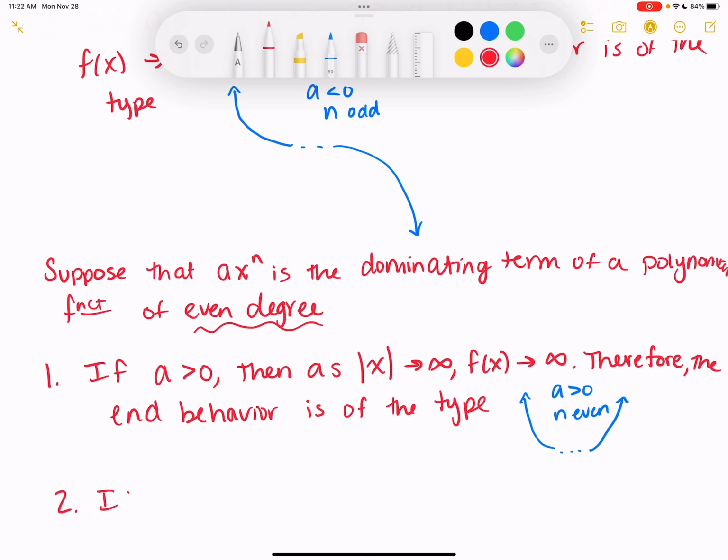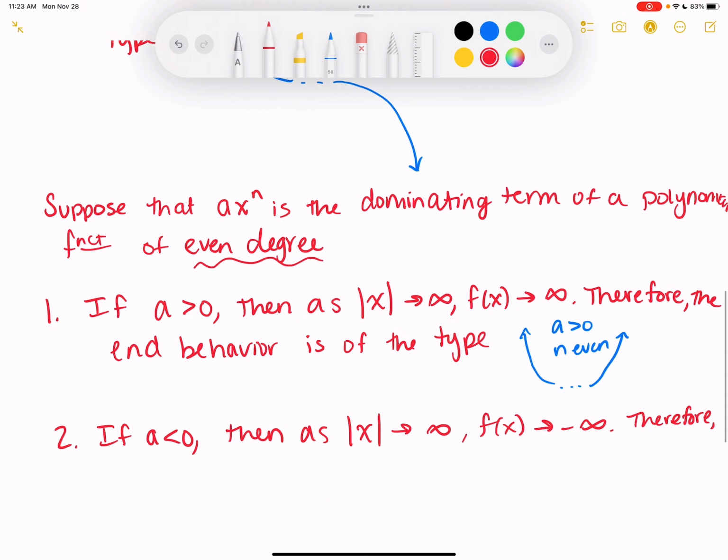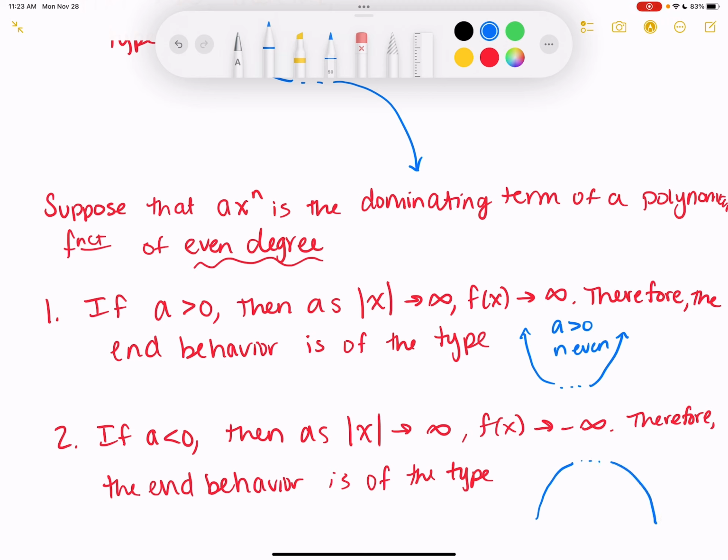And then if a is less than 0, then as the absolute value of x goes to infinity, f of x goes to negative infinity. Therefore, the end behavior is of the type, so it's just flipped upside down. So a is less than 0 and n is even. It would look like that.